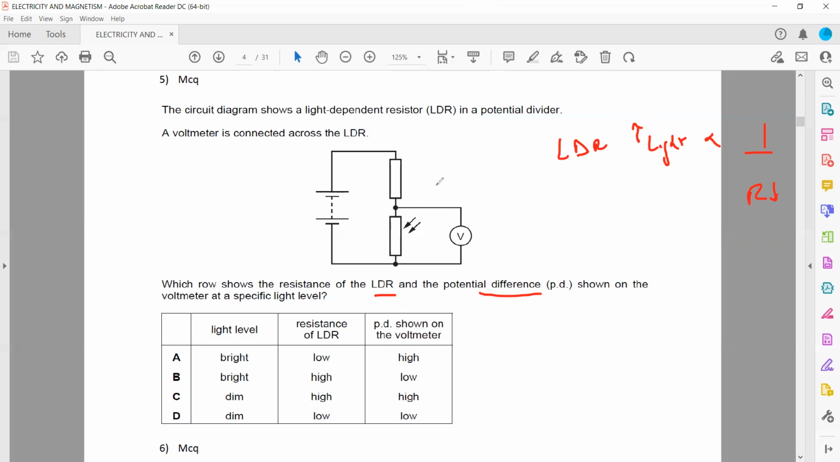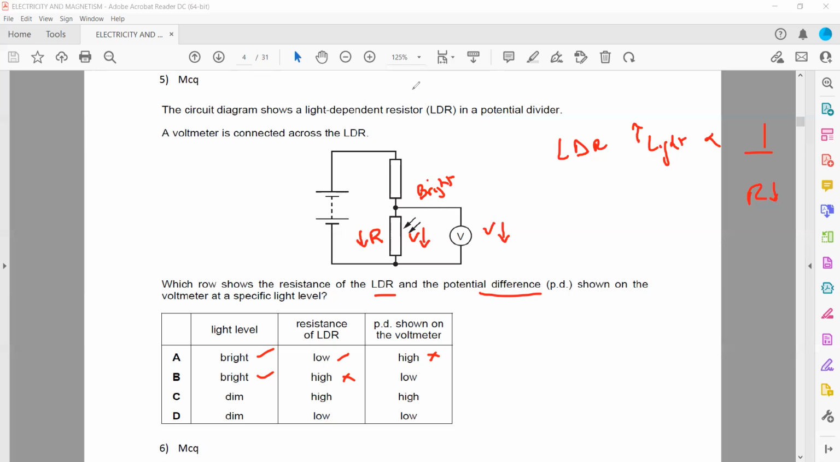When it is daytime and the light level is bright, the resistance of the LDR will be low. If the resistance of the LDR is low, the voltage across the LDR will also be low, so the voltmeter reading should be low. So this one is correct, but this one, bright, is wrong.